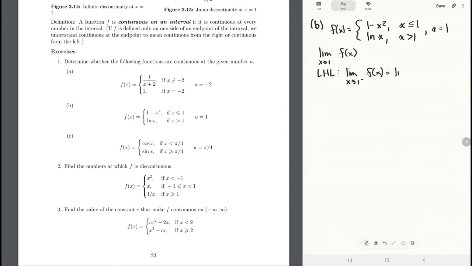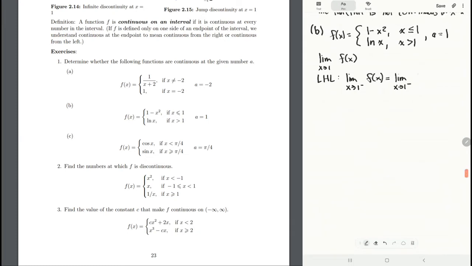So what we have is that the limit as x approaches 1 from the left is the limit of 1 minus x squared. Now we can take the limit. If we let x go to 1, we end up with 1 minus 1 squared. So that's 1 minus 1, which is 0.